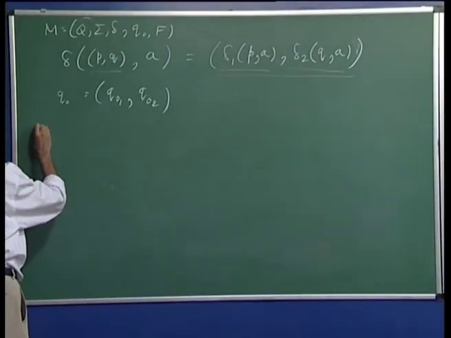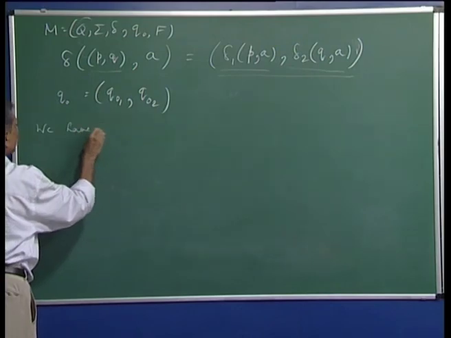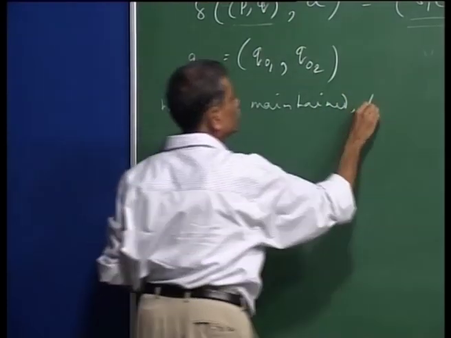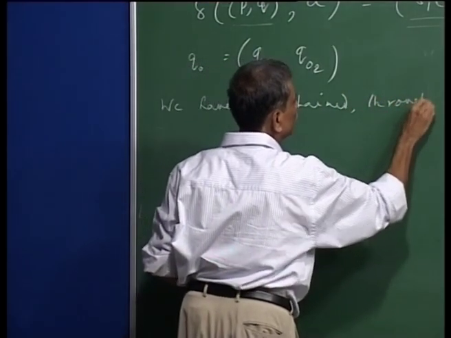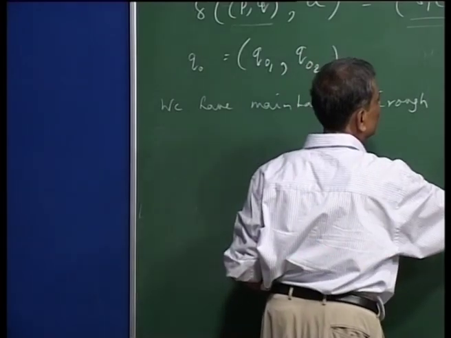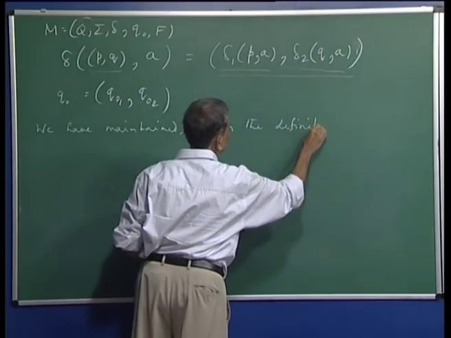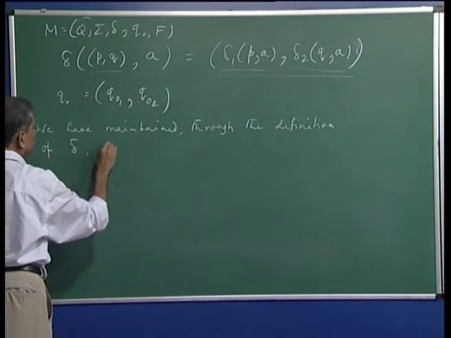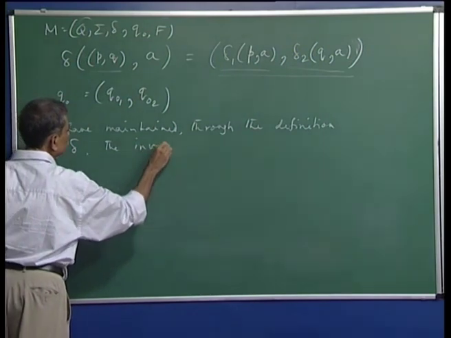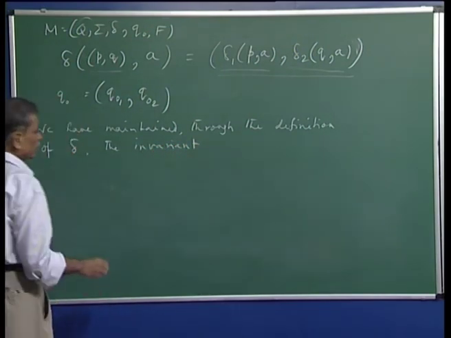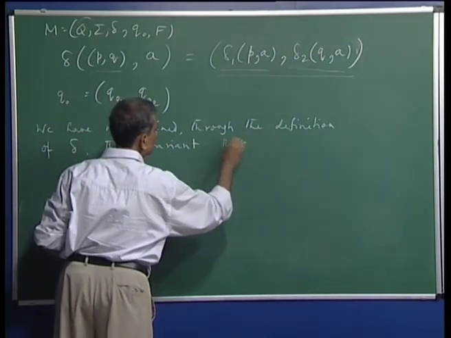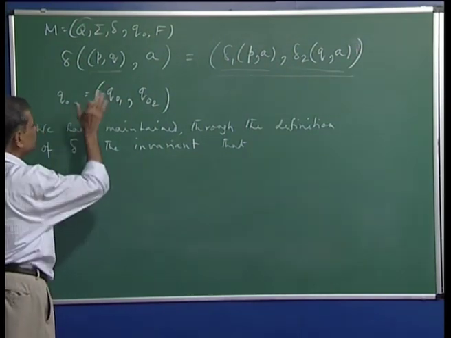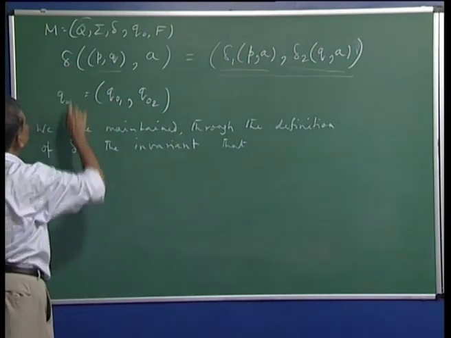And we have maintained, through the definition of delta, the invariant that, what is the invariant? What can I assert if this is the way I define my M?